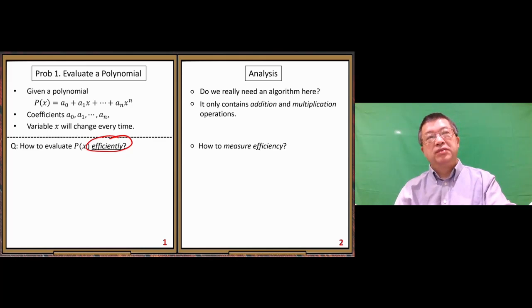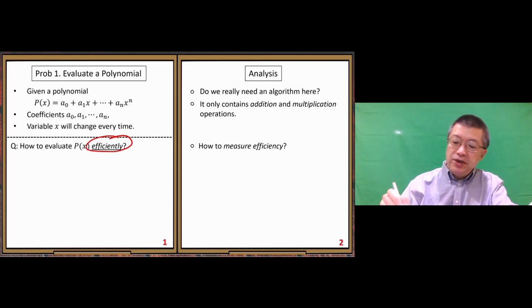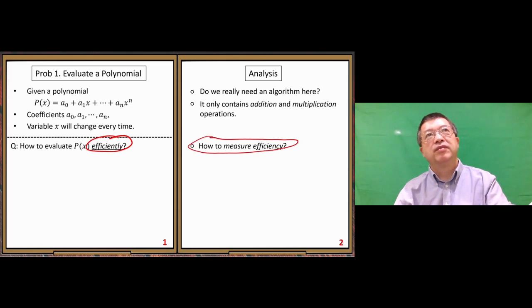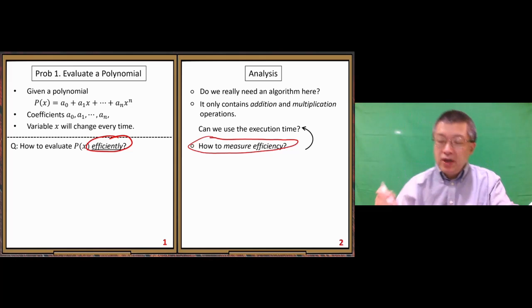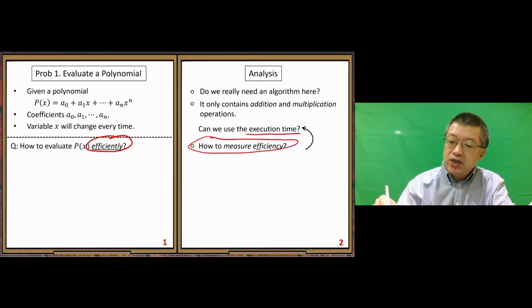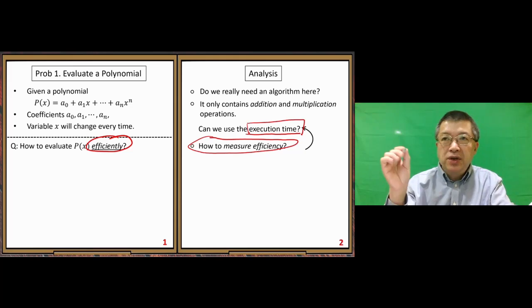Now the question. In order to answer whether your algorithm to solve this problem is efficient or not, you need to answer this question: how to measure efficiency. What do you mean by efficiency? What is the measure of the efficiency here? So we need to answer this question. Can we use the execution time? So one way to measure efficiency, the straightforward way, is execution time.